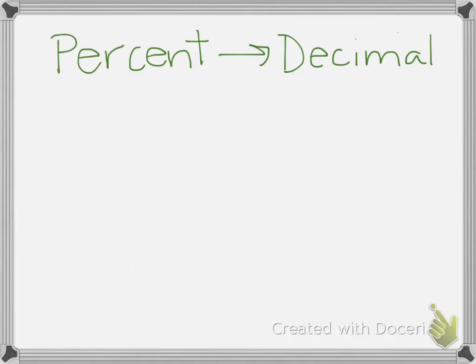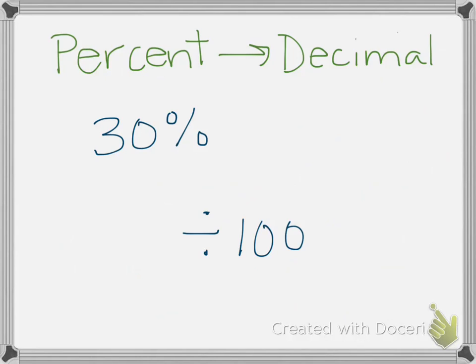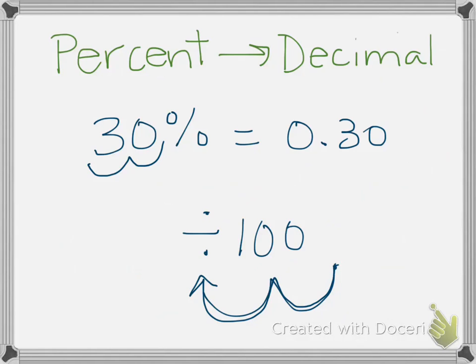Okay, how about percent to a decimal? So let's say I have 30%. It's actually the opposite of what we just did. Instead of multiplying by 100, we divide by 100. When you divide anything by 100, the shortcut is you move the decimal 2 to the left. So 1, 2. So up here, 1, 2, my answer would be this. If you want to write it like that, that's fine too.